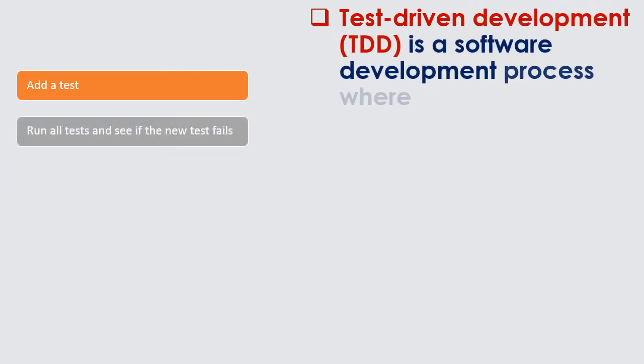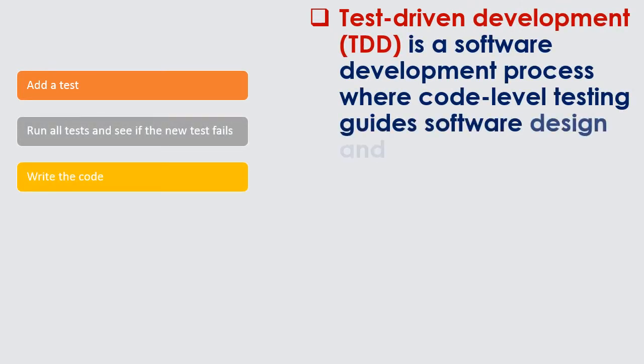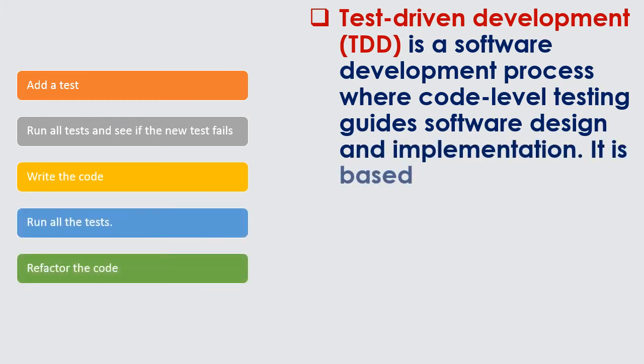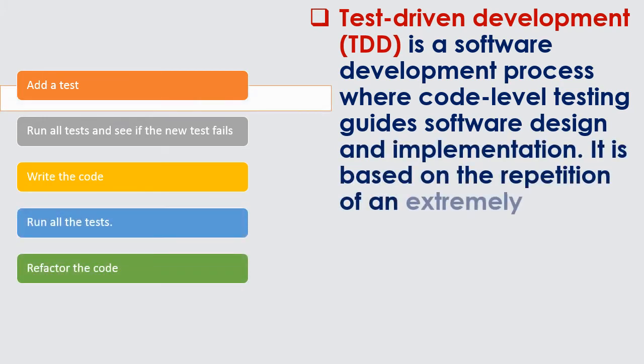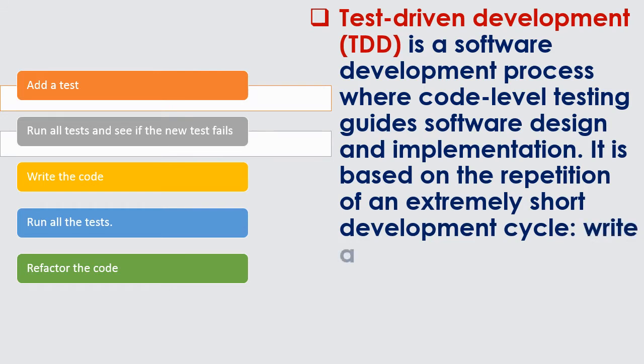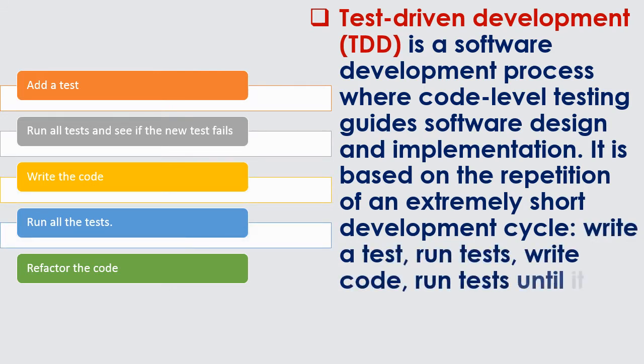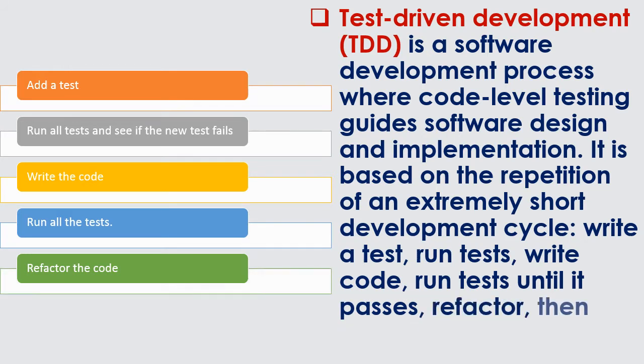Test-Driven Development, TDD, is a software development process where code-level testing guides software design and implementation. It is based on the repetition of an extremely short development cycle: write a test, run tests, write code, run tests until it passes, refactor, then repeat.